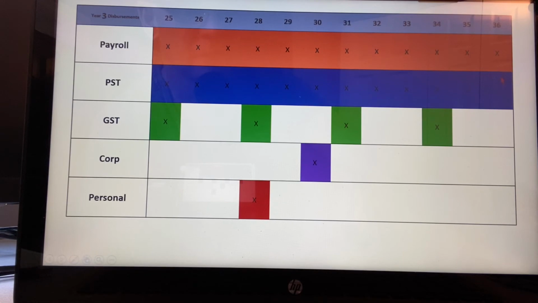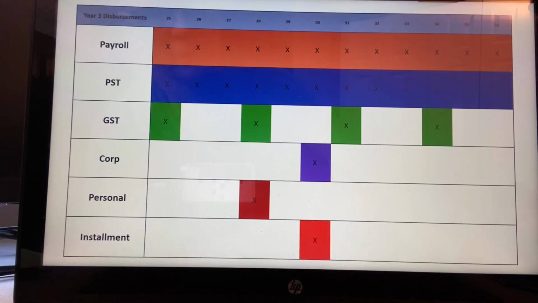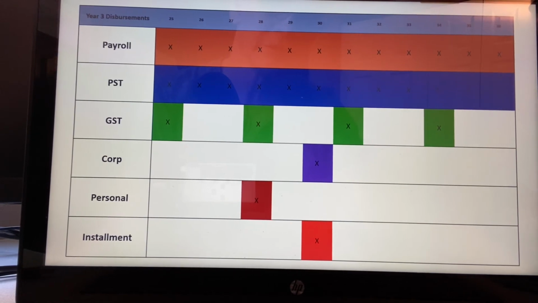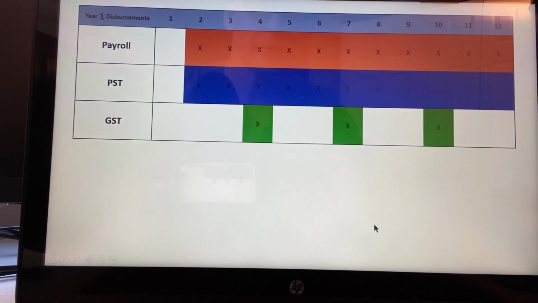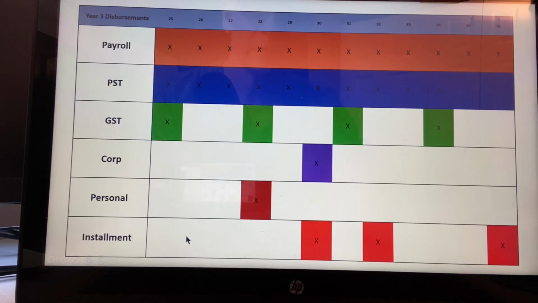In year three, we've again populated all those. Your 12 payrolls, 12 PSTs, 4 GSTs, 1 corporate by June and 1 personal by April. Assuming on the personal side that you've paid $3,000 or more for 2 years in a row, you're going to have to make installment payments. The government wants their money in June, August, and December, and there will be a wraparound when you're into the next year for March. So you have a 4th one there.